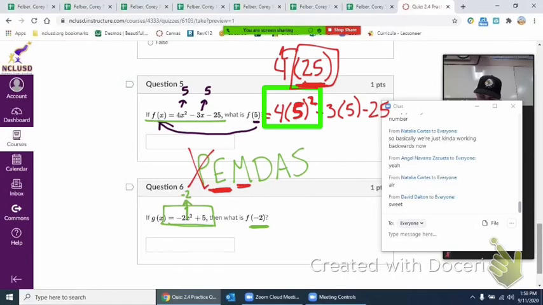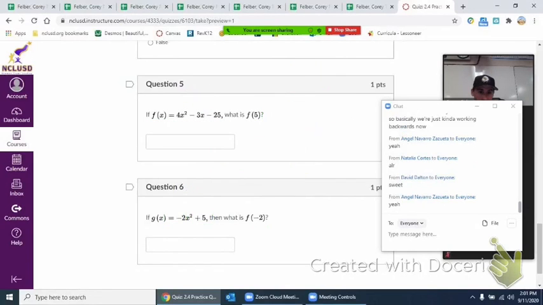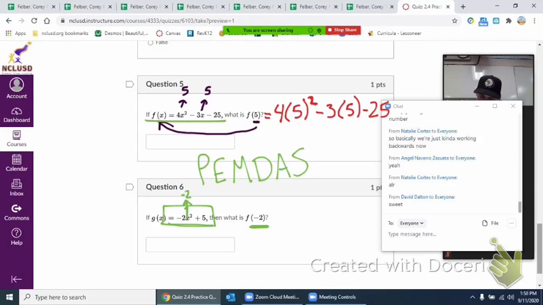Does that make sense? You just have to do the number with the exponent on it first. Okay, so I'm not going to finish it for you, but again, I'll simplify it underneath here. We said 4 times 25, and then minus 3 times 5, that's 15, and then minus 25. I just copy and paste everything else.